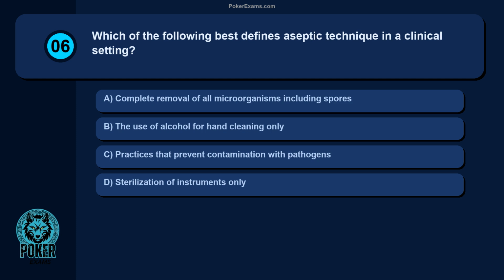Question 6. Which of the following best defines a septic technique in a clinical setting? Complete removal of all microorganisms including spores. The use of alcohol for hand cleaning only. Practices that prevent contamination with pathogens. Sterilization of instruments only.